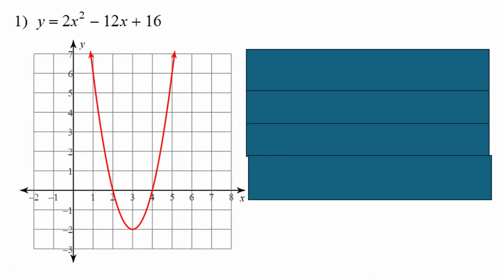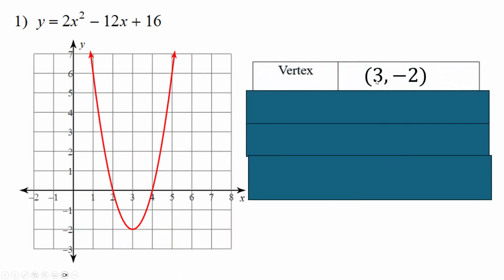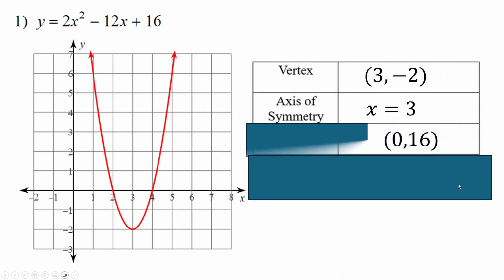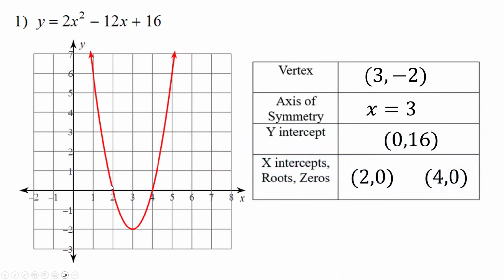In 3, 2, 1. Vertex. Ooh, that's dramatic. You would have 3, -2. The axis of symmetry is x equal 3. The y-intercept on this would be 0, 16. Again, right there. And then the two x-intercepts will be 2 and 4. 2, 0, 4, 0.